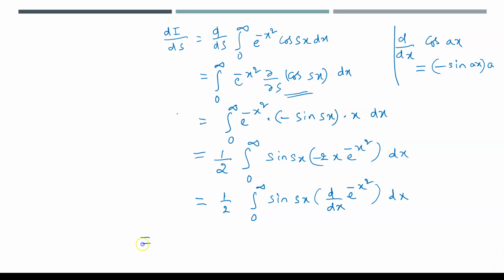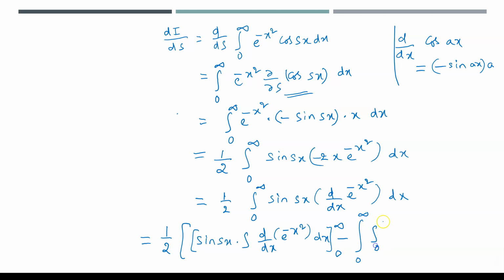Now let us apply the UV rule. So 1 by 2 into sin sx into integral of d by dx of e power minus x square dx, under the limits 0 to infinity, minus integral 0 to infinity of the integral of d by dx of e power minus x square dx into the derivative of sin sx dx. UV rule. What is UV?